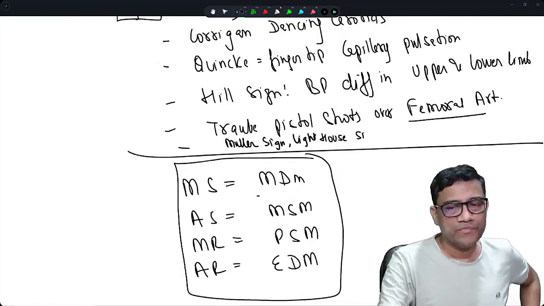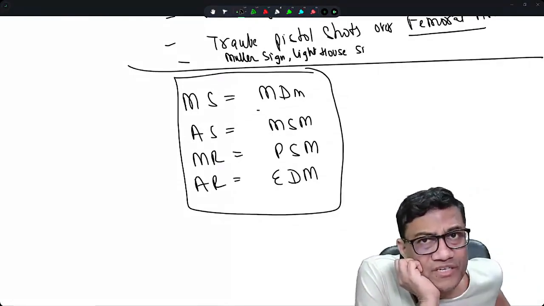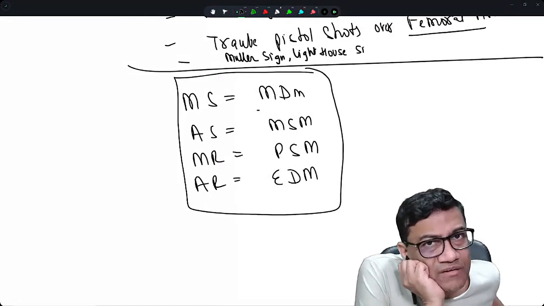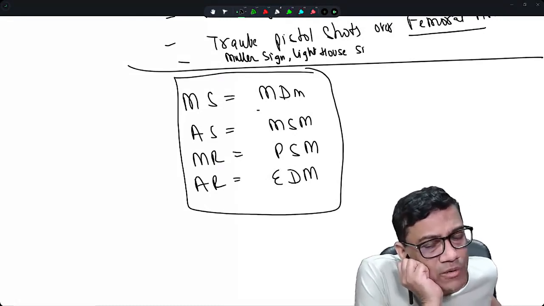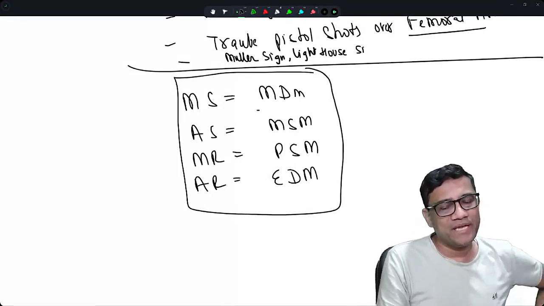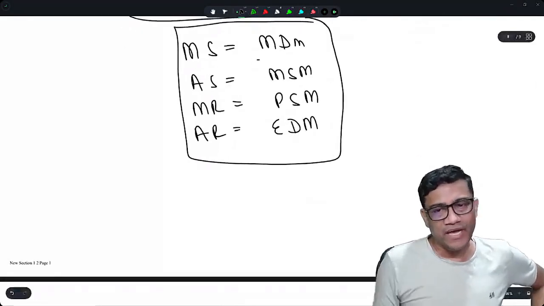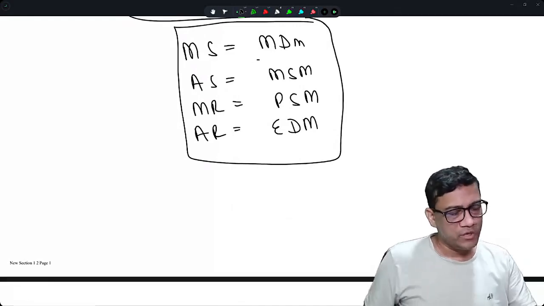Okay. So what is the treatment of this? Avoid exertion. Treat the failure, etc. if possible. Then valvular replacement is the last option. Before that, we can do valvuloplasty. So summary: MS, MDM; AS, MSM; MR, PSM; AR, EDM. And for investigation, we do echo.